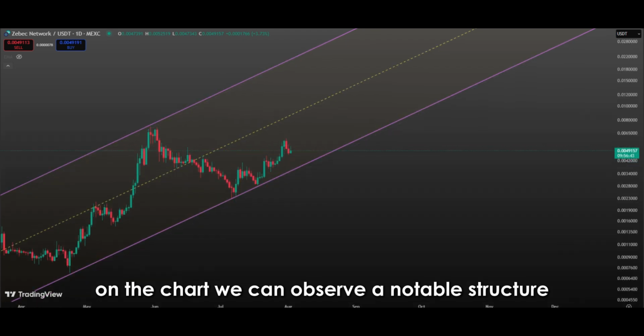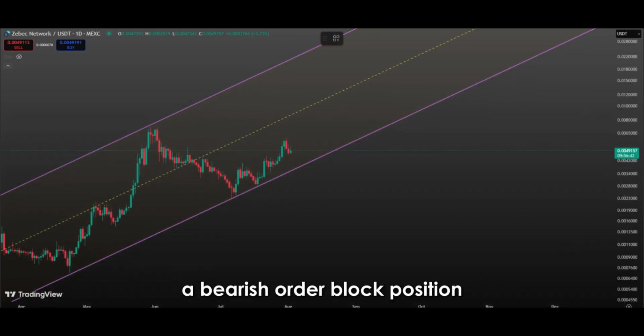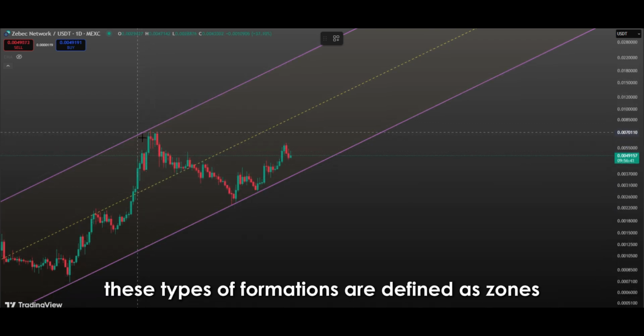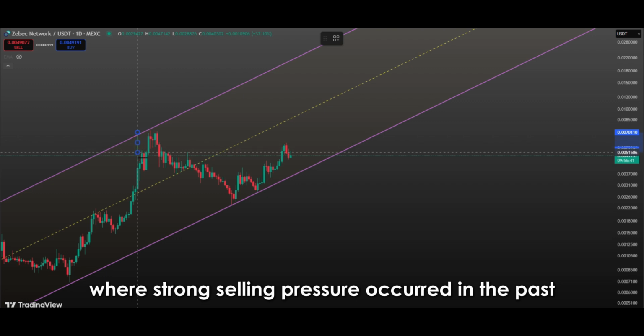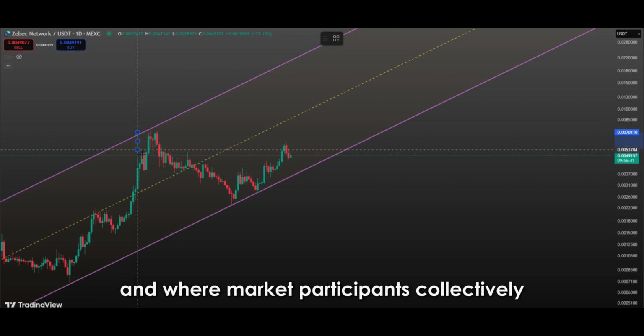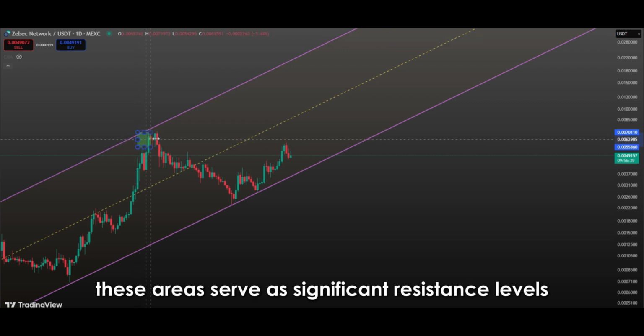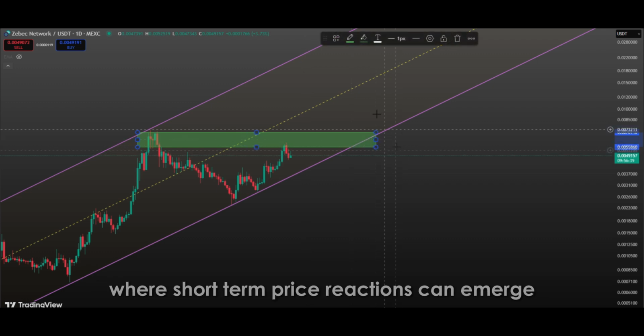On the chart, we can observe a notable structure, a bearish order block positioned just above the current price. These types of formations are defined as zones where strong selling pressure occurred in the past and where market participants collectively placed their sell orders. Specifically, these areas serve as significant resistance levels where short-term price reactions can emerge.